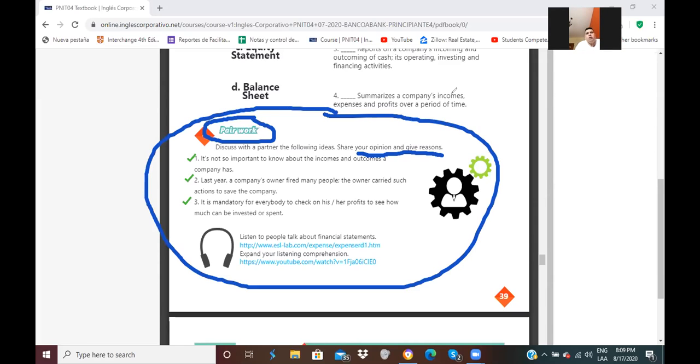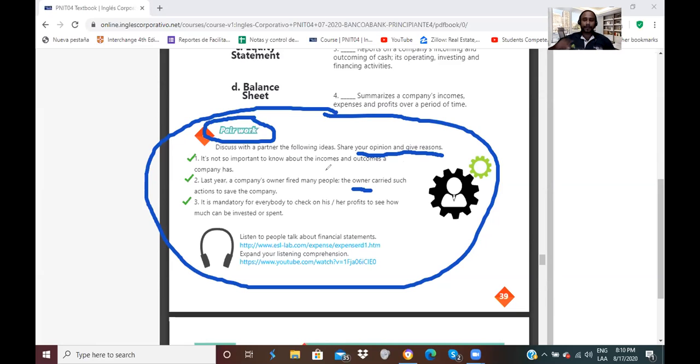The owner carried such actions. El dueño hizo estas acciones to save the company. Para salvar la compañía. That's right. Another question from this section? Me, teacher.